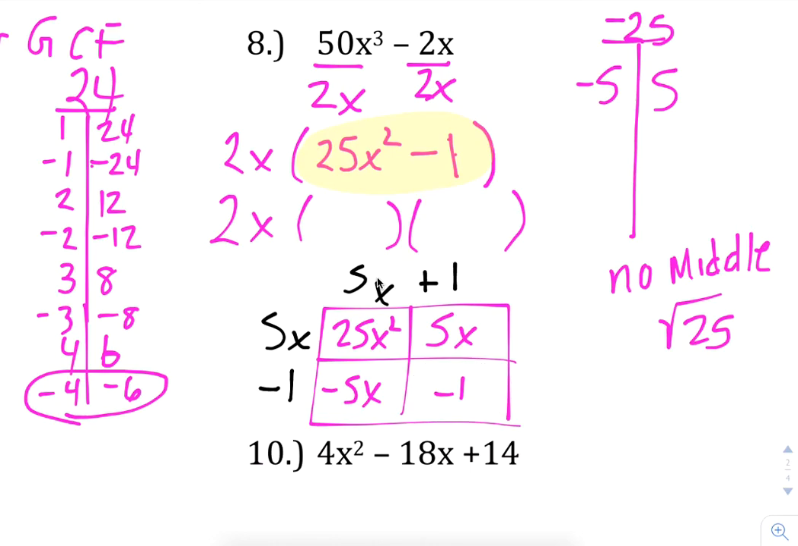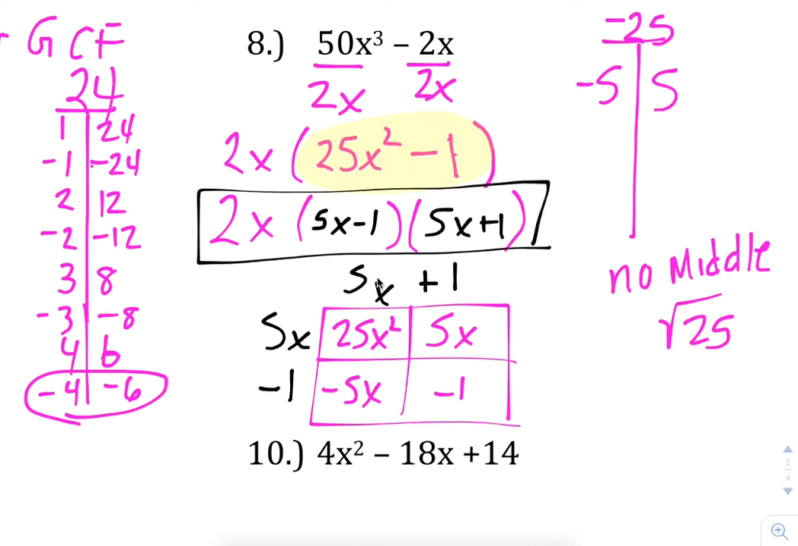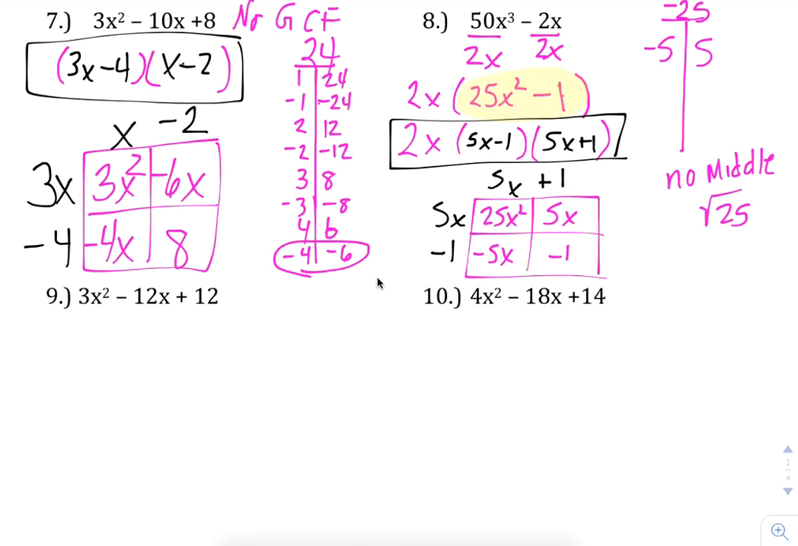All right, order in the parentheses doesn't matter. I'm going to put 5x minus 1, 5x plus 1, and I make sure that my GCF of 2x is still on the outside. Okay?